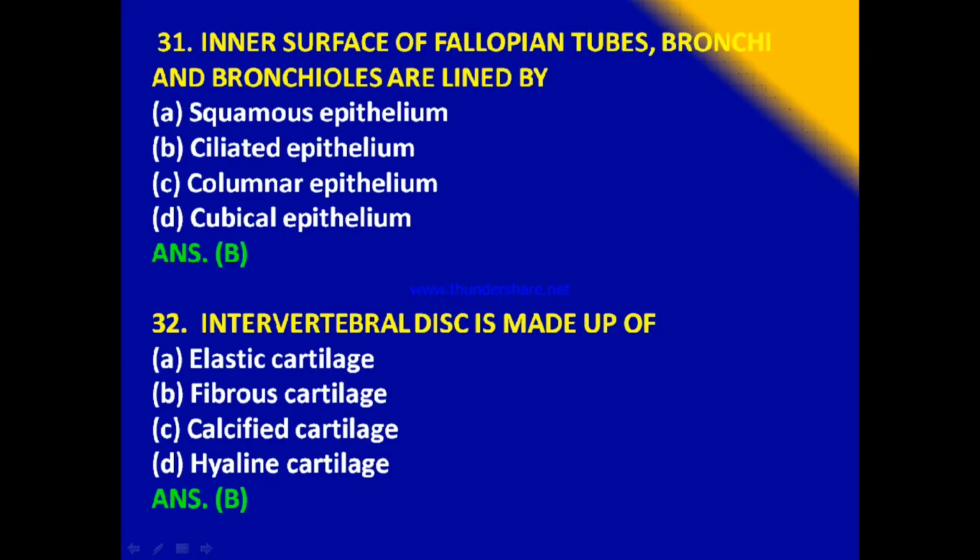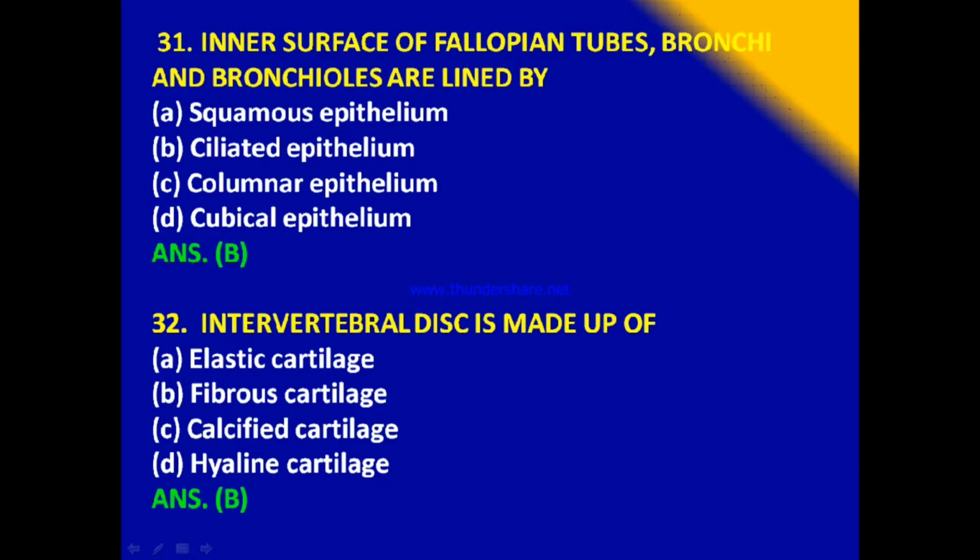Intervertebral disc is made up of elastic cartilage, fibrous cartilage, calcified cartilage or hyaline cartilage. What is intervertebral disc? The intervertebral disc is a disc-shaped layer of cartilage separating the adjacent vertebrae in the spinal cord, and this disc is made up of fibrous cartilage. So intervertebral disc is made up of option B, fibrous cartilage.